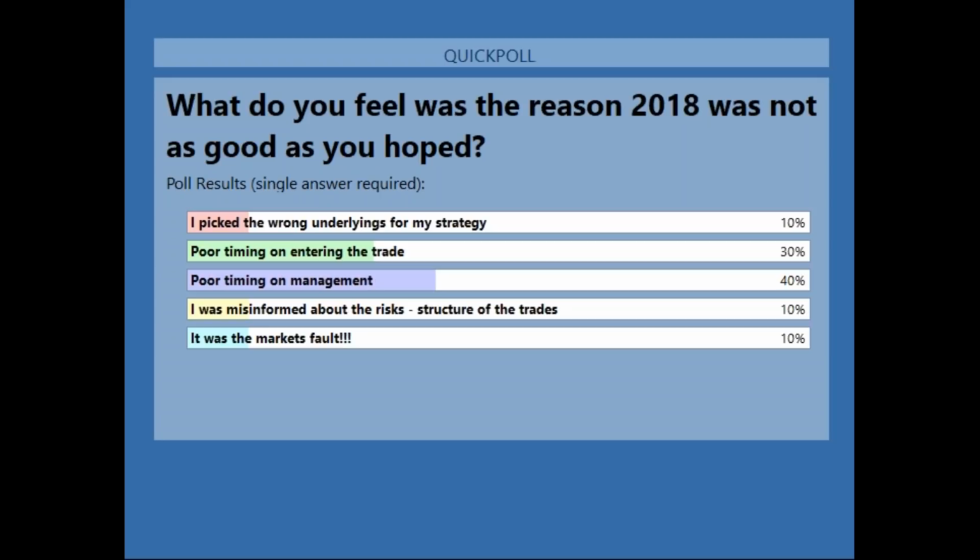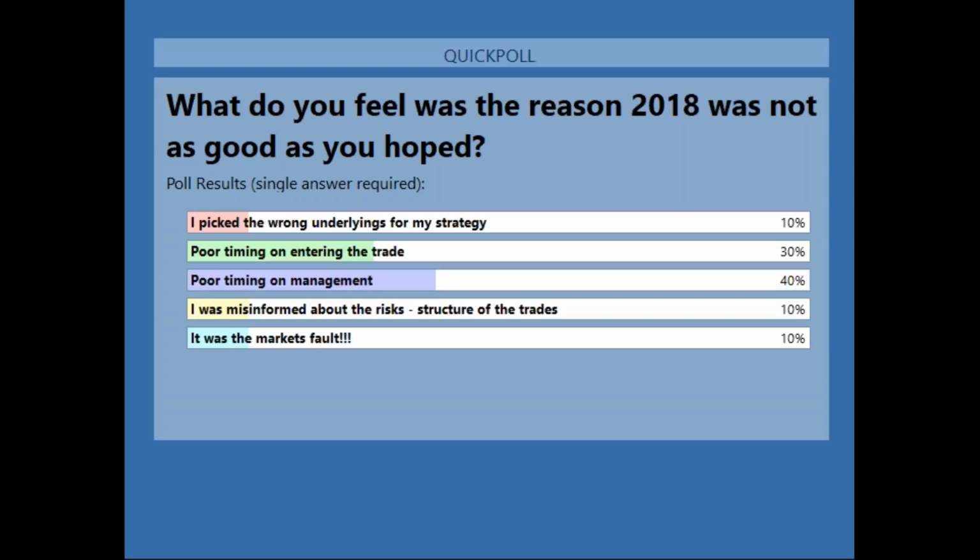30% of you felt you had poor timing when entering the trade. Maybe things looked good. We opened some positions at the beginning of October only to see the market collapse and it drew everything down with it. Or maybe you're even doing bearish positions, and around the 15th or 20th of October you said, yeah, this is a bear market, let me enter a bear spread. And then at the beginning of November it came back a little bit before it fell again, but you were still forced to manage.